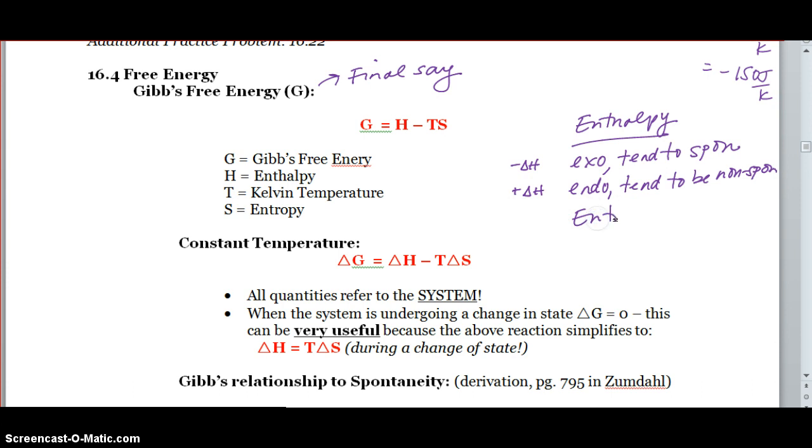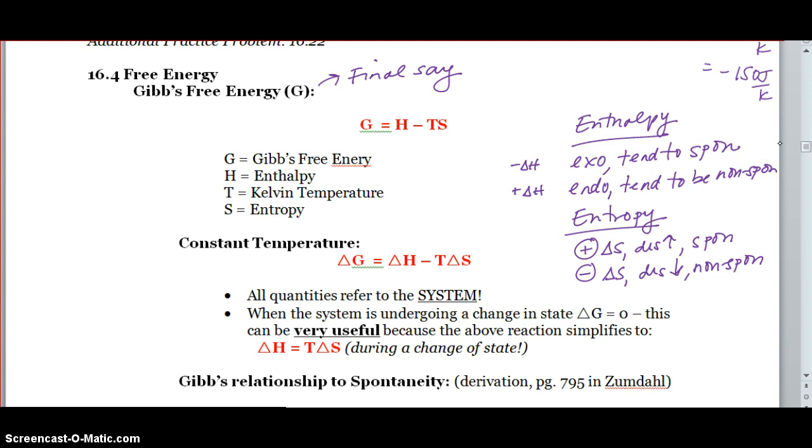And then we introduced this idea of entropy, or delta S, and we said that if something has a positive delta S, that means disorder is increasing, and those tend to be spontaneous. If we have a negative delta S, that means disorder is decreasing, and those tend to be non-spontaneous. So when we're looking at these independently, we can get an idea of whether a reaction will be spontaneous. But we also said we've got to look at temperature. And so temperature is definitely something that will impact whether or not a reaction will be spontaneous.